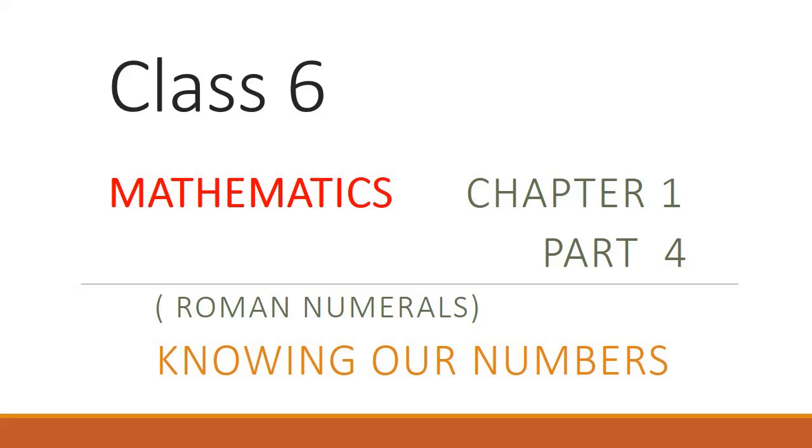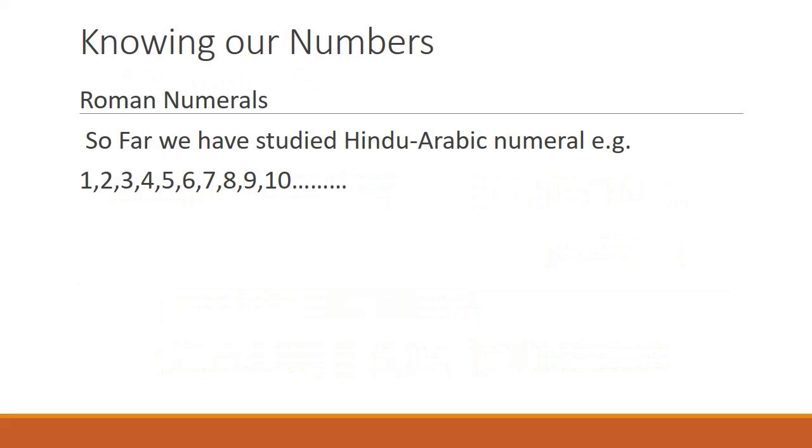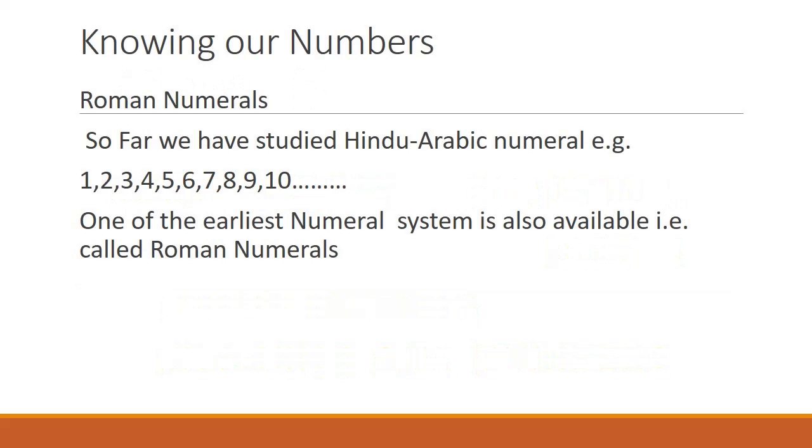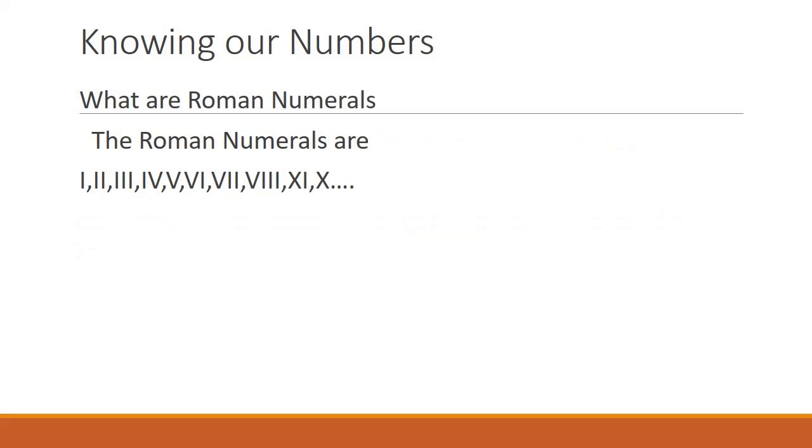In this chapter we will study about the Roman numerals. So far we have studied Hindu Arabic numerals, for example 1, 2, 3, 4, 5, 6, 7, 8, 9 and 10 written in Hindu Arabic style. But there is one more style available, that is the oldest style of numerals, that is called Roman numerals. In Roman numerals 1, 2, 3, 4, 5, 6, 7, 8, 9 and 10 are written like you can see in the slide.